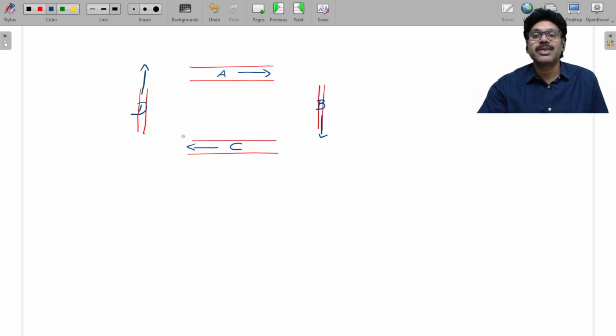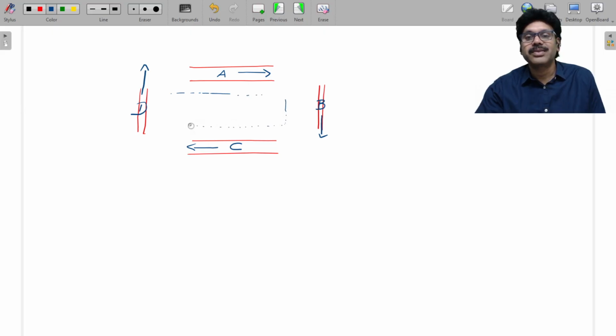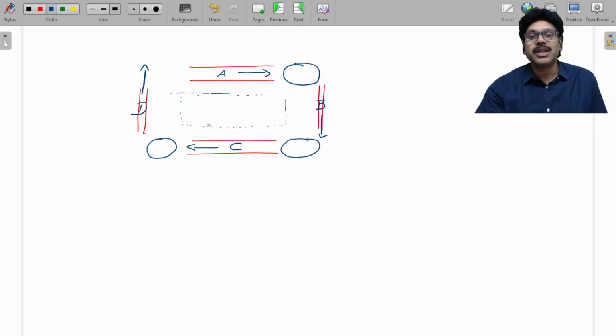Now see, if you observe, A is going like this, and B is also going like this. So this creates a cycle. If there is any traffic jam, then unless B moves, A cannot move. Unless A moves, D cannot move. Unless D moves, C cannot move. Please observe.